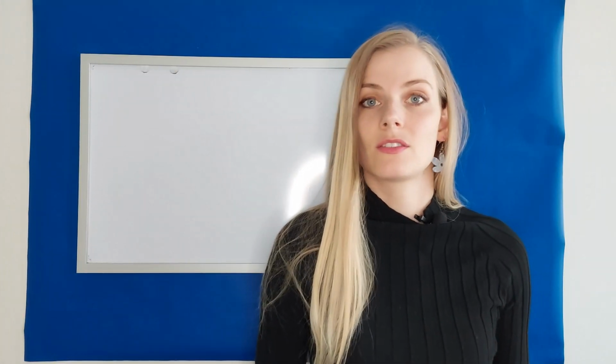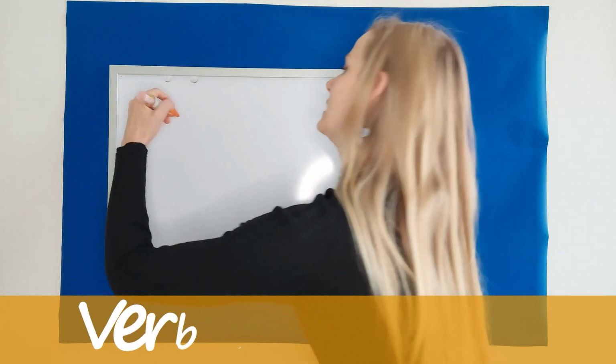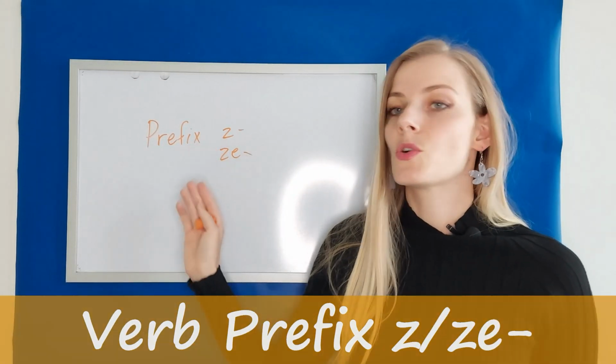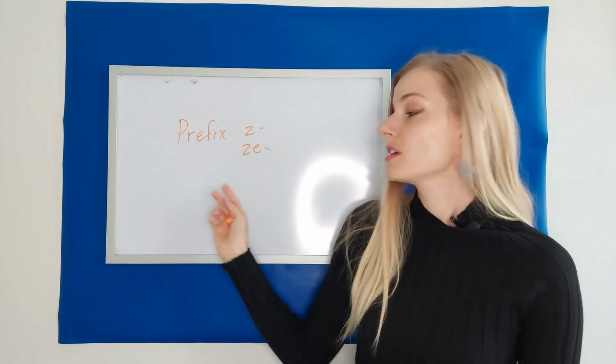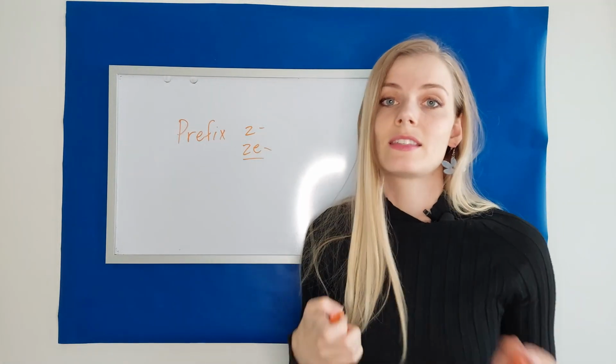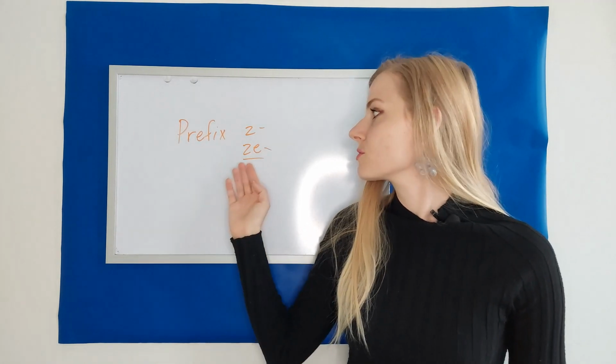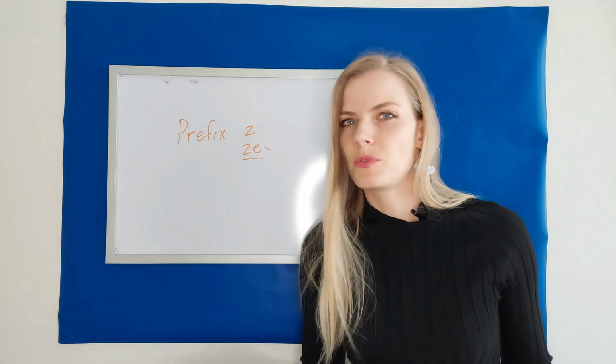As you might know, I've been focusing on Czech verb prefixes, and this video's topic is not going to be any different from last week. We are going to have a look at the verb prefix z or ze. These two are actually the same, but the second one, ze, is the vocalized version. We vocalize some prepositions or prefixes for a better pronunciation.